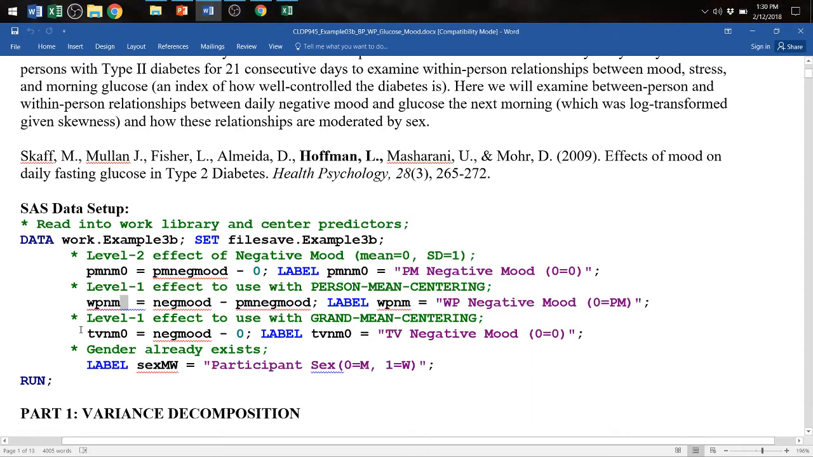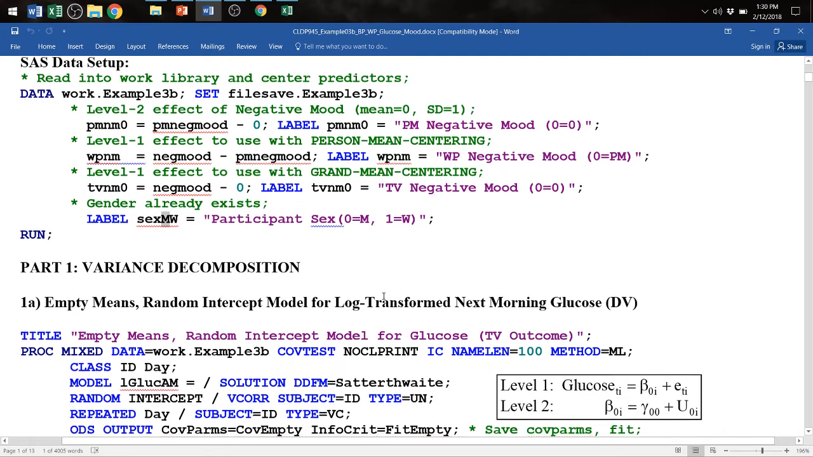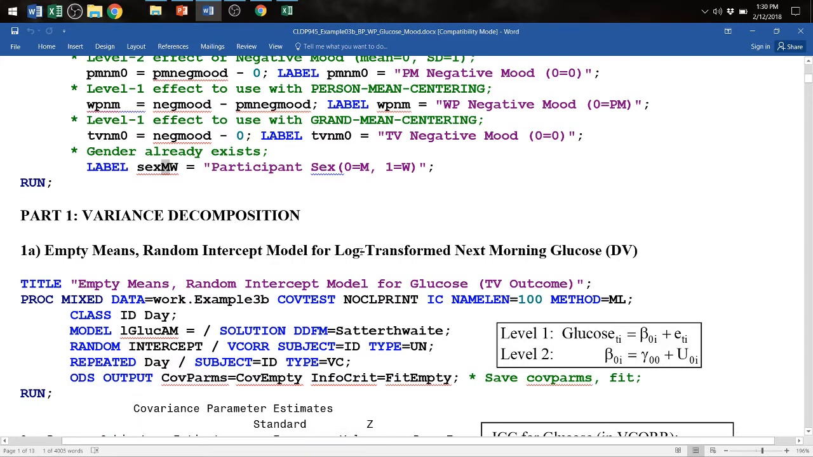And we will disregard this last one here for the time being. And I already had a variable for gender in my data set, so I've called it sex MW, which helps me remember who's the 0 and who's the 1. In this case, men are the reference group and women are the 1. So the data are already set up so that the next morning's glucose is on the same line as the negative mood score, so I didn't have to do any rearrangement there.